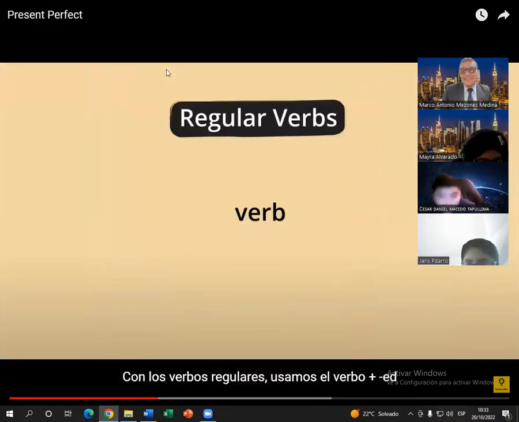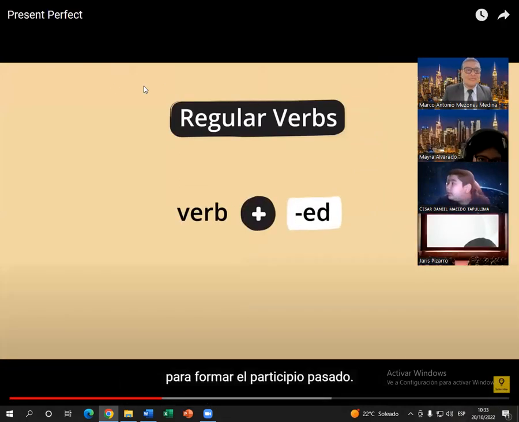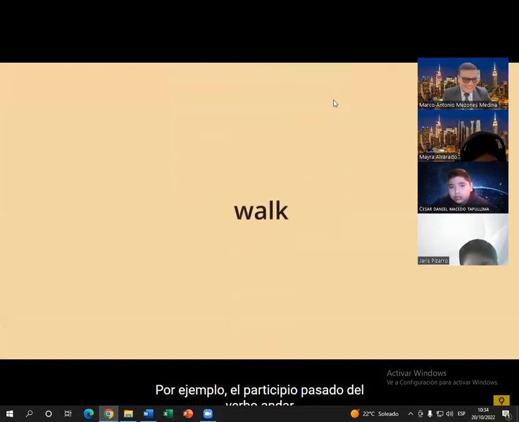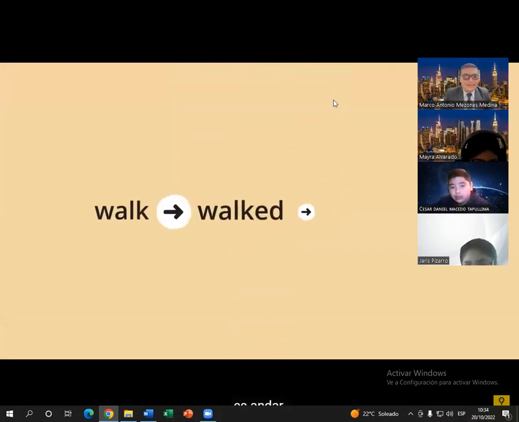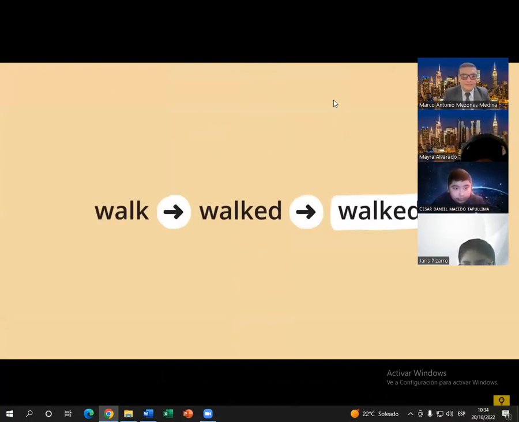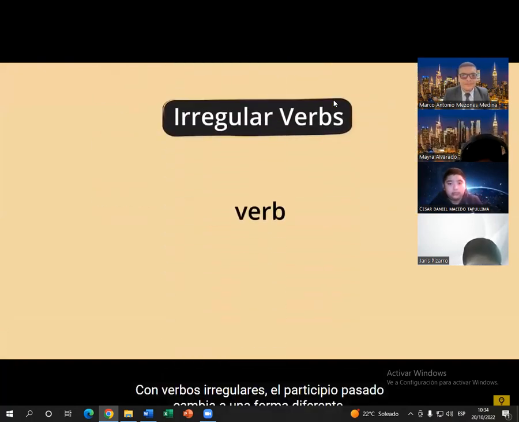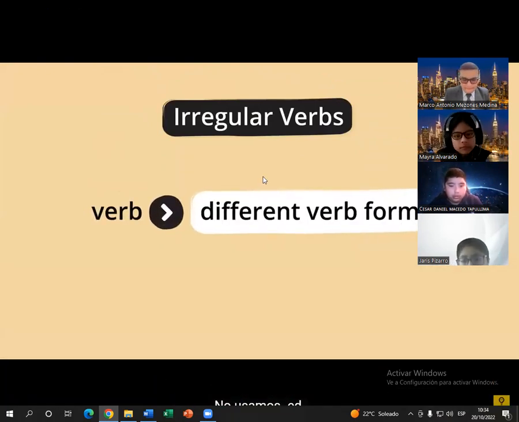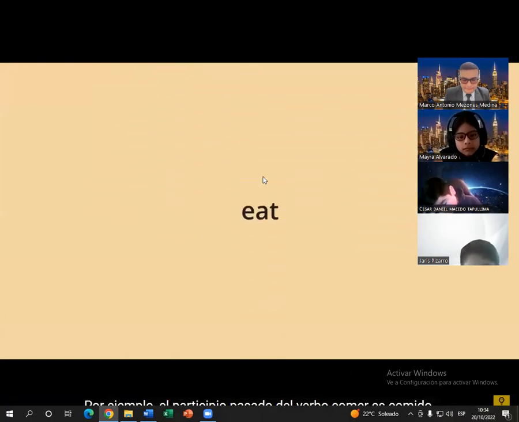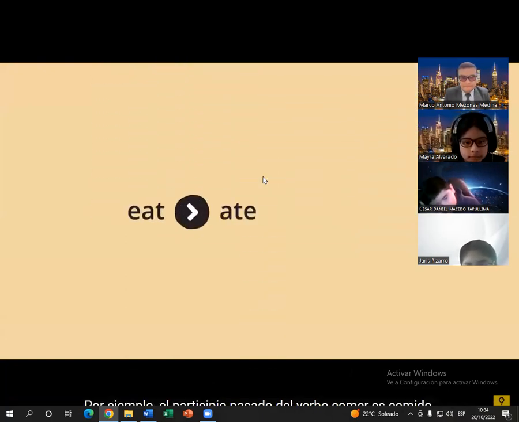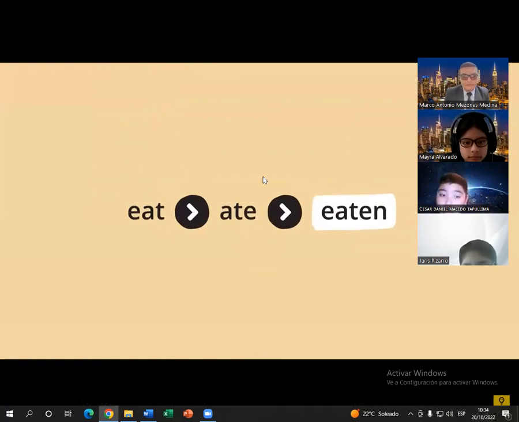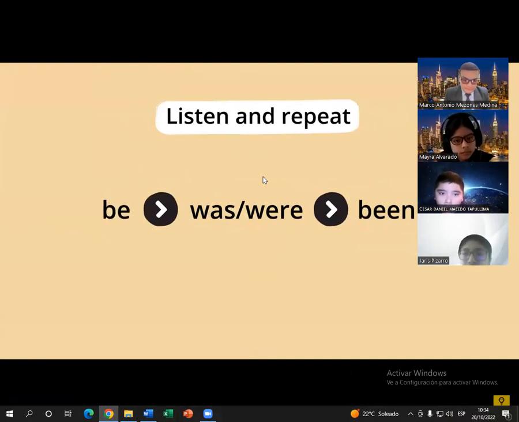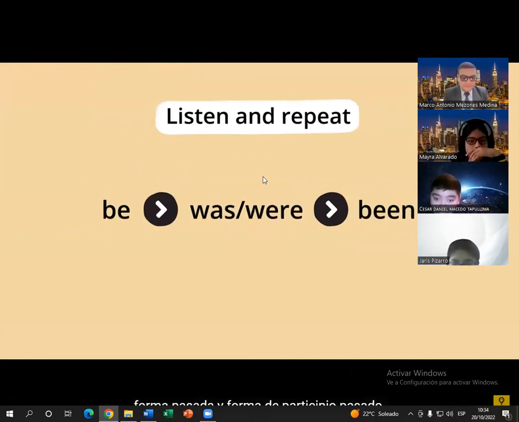With regular verbs, we use the verb plus ed to form the past participle. For example, the past participle of the verb walk is walked. With irregular verbs, the past participle changes into a different form. We do not use ed. For example, the past participle of the verb eat is eaten. Here are some examples of irregular verbs in their base form, past form, and past participle form.